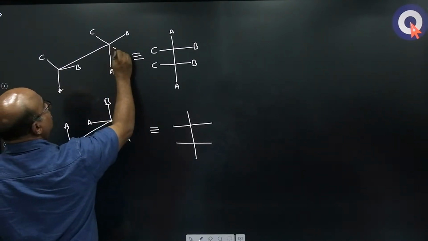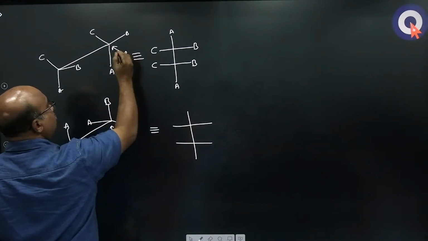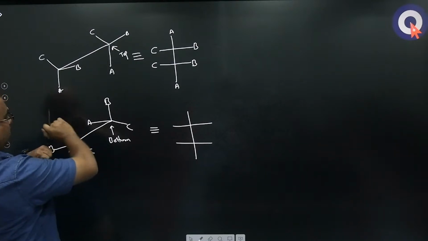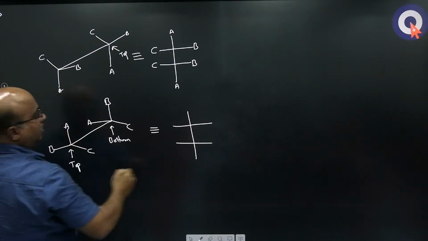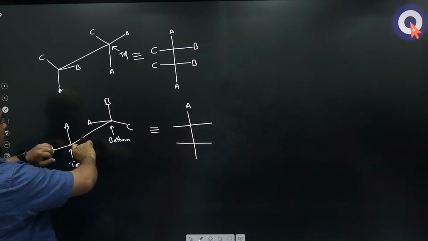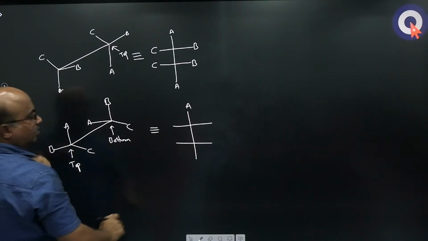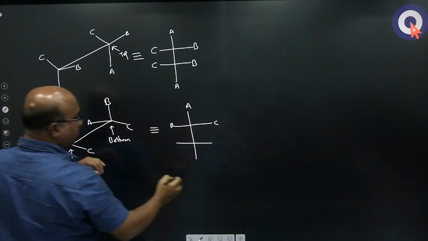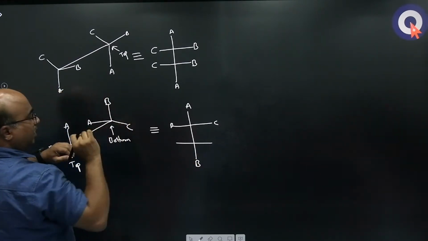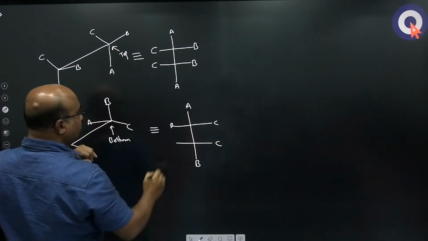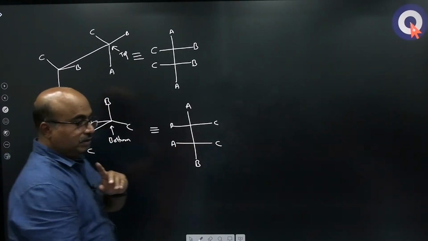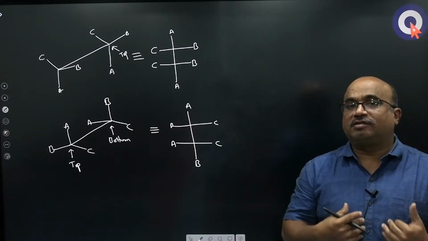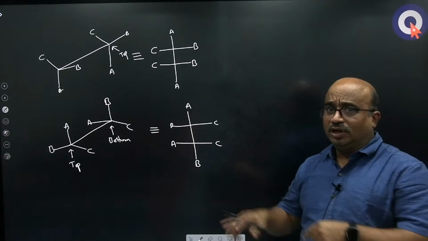In this case, this is the top. So holding this molecule like this, B, A will go backside. A, C is on the right hand side, B is on the left hand side, C and B will go backside at this. So C will be on the right hand side, and this is A. This is the simplest way to convert a Sawhorse representation into Fisher representation.